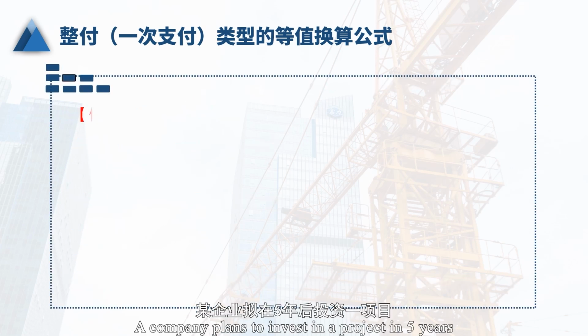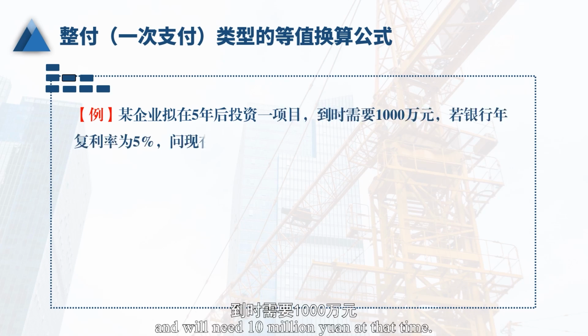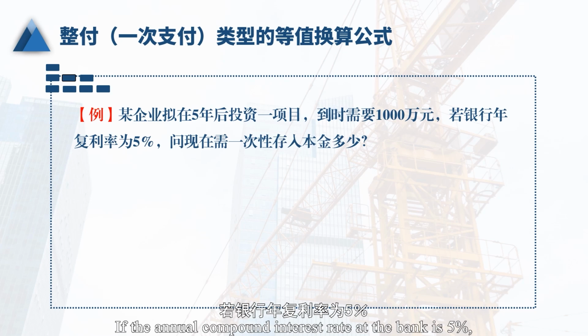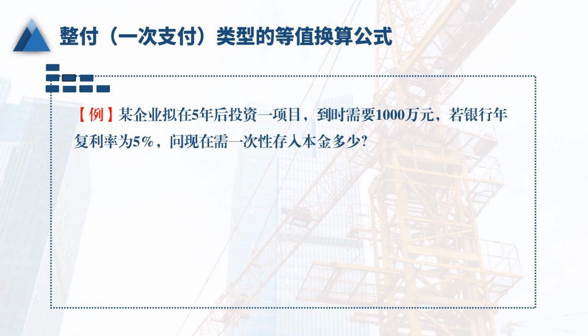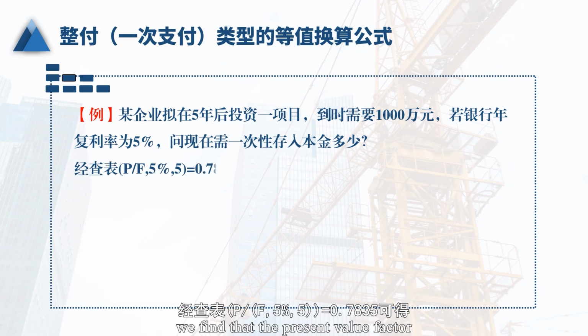A company plans to invest in a project in 5 years, and will need 10 million yuan at that time. If the annual compound interest rate at the bank is 5%, how much principal needs to be deposited now in one lump sum? After consulting the table, we find that the present value factor (P/F, 5%, 5) equals 0.7835.